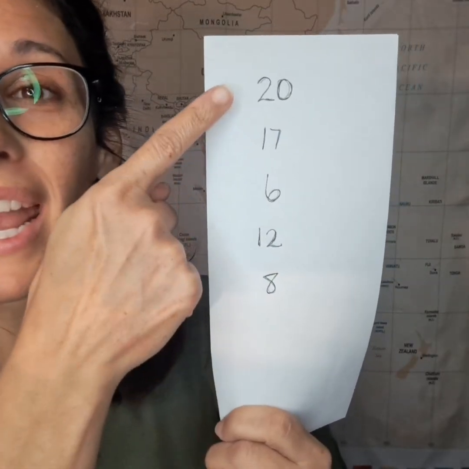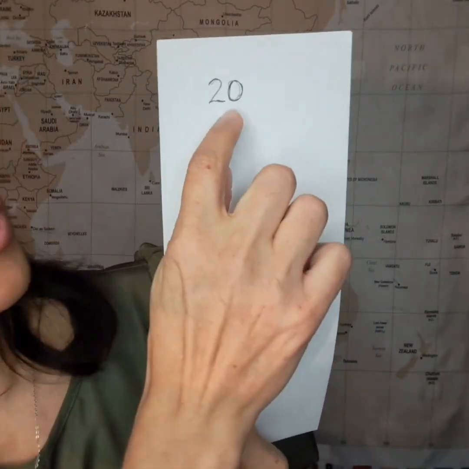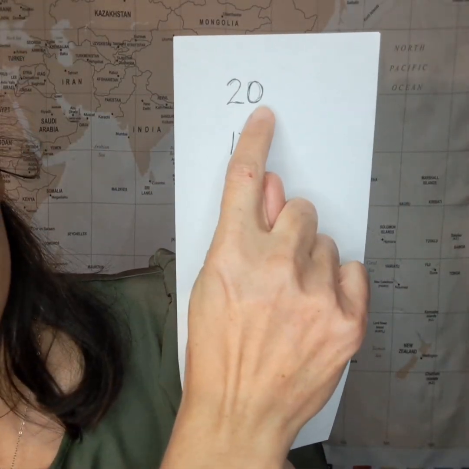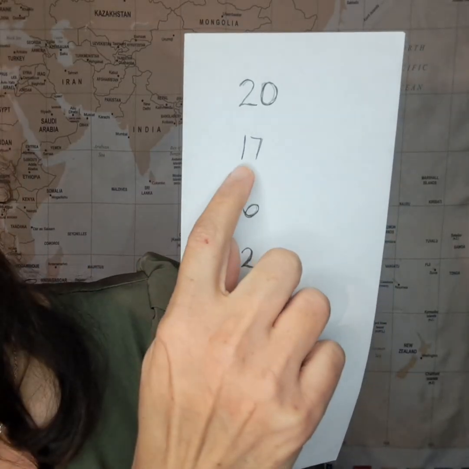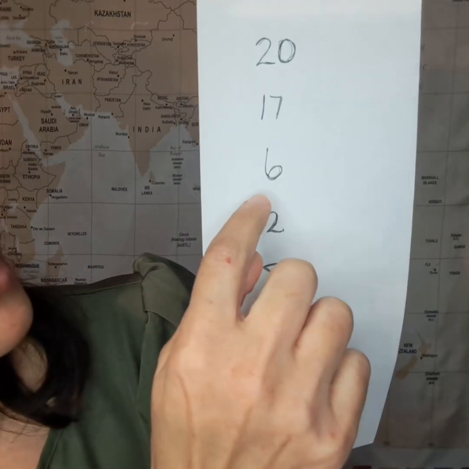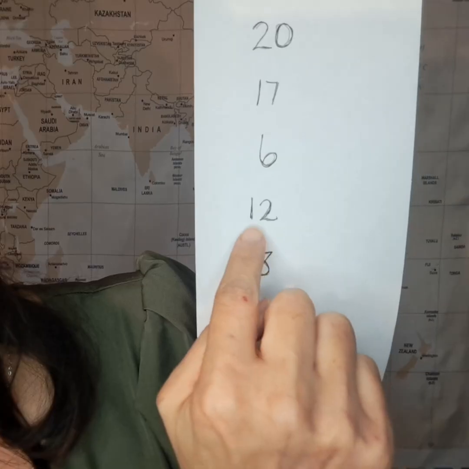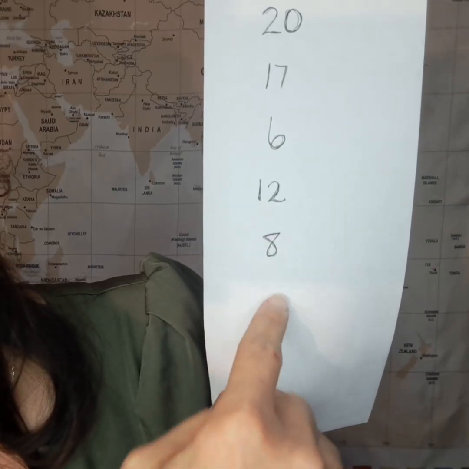Okay, now I'm going to show you my paper and I'll show you what they're supposed to look like and you can see if they match the ones you made. Ready? The first one I had you write was 20. This is how we write 20, 2, 0. 17 is a 1 and a 7. 6, 12 is a 1 and 2, and the last one is 8. Hopefully you got those right.